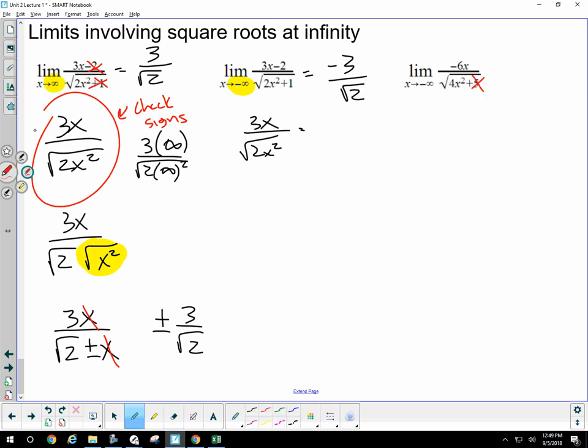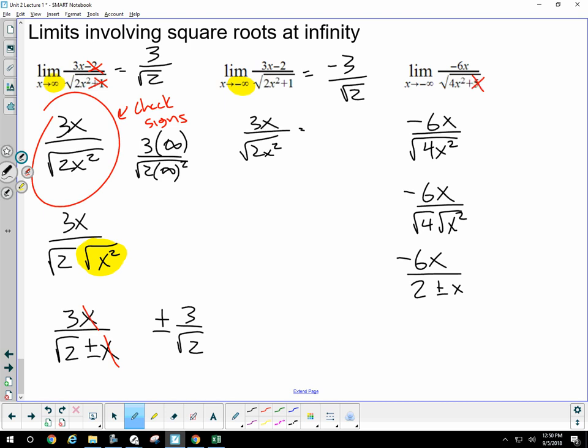Boom, 5's gone. Negative 6x over root 4x squared. Rewrite it as negative 6x over root 4 times root x squared. The square root of 4 is just 2, just positive 2. The square root of x squared is plus or minus x. The x's will cancel, giving me negative 6 over 2, but with the plus or minus ends up being plus or minus 3. I go back to this guy to check my signs.